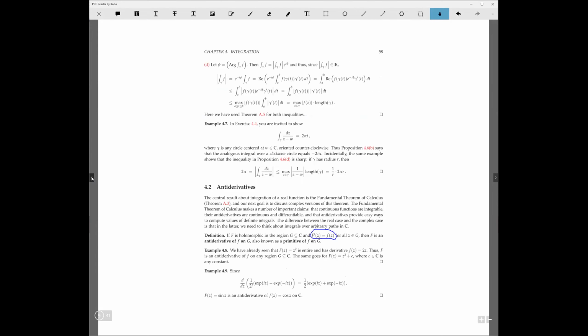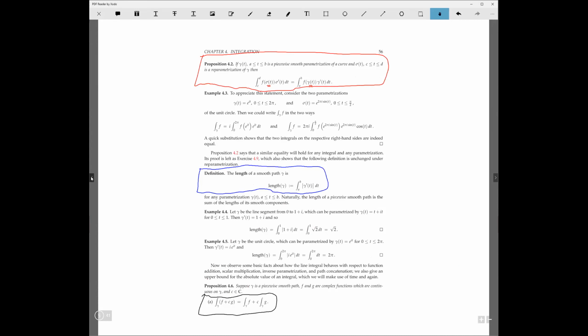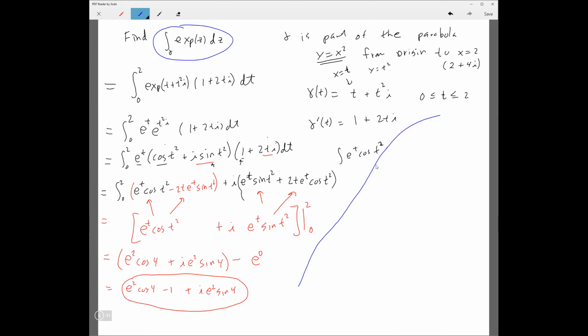Okay, so like I said back here, this problem right here, I said, oh, there's an easier way to do it. I'll show you in a minute. Okay, so here, we know that an antiderivative of the exponential function is itself, okay? Because we know that the derivative of the exponential function is just the exponential function, right?